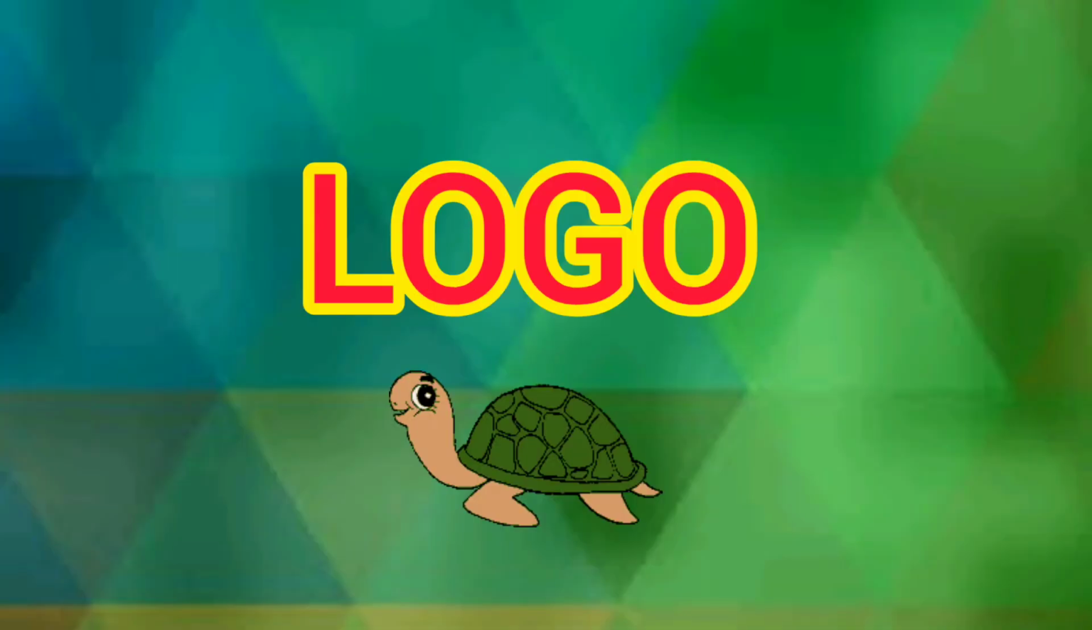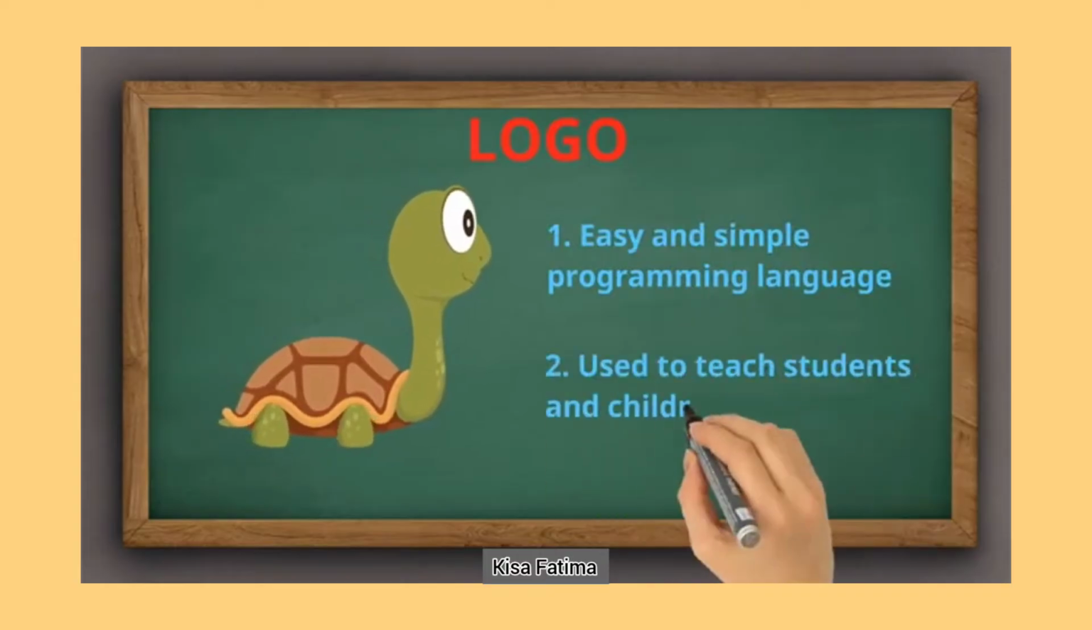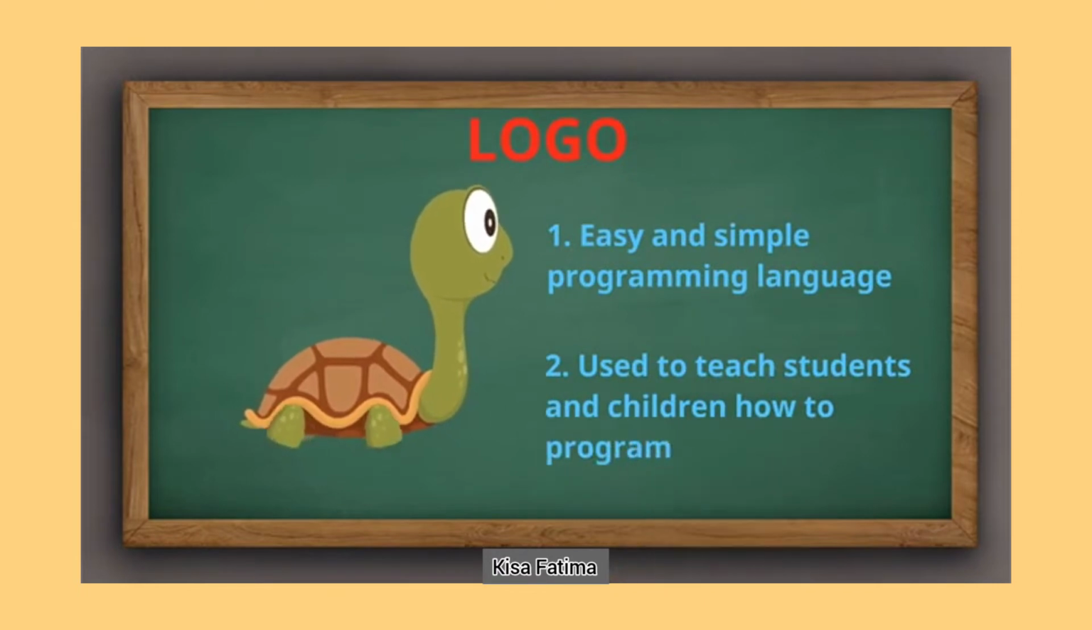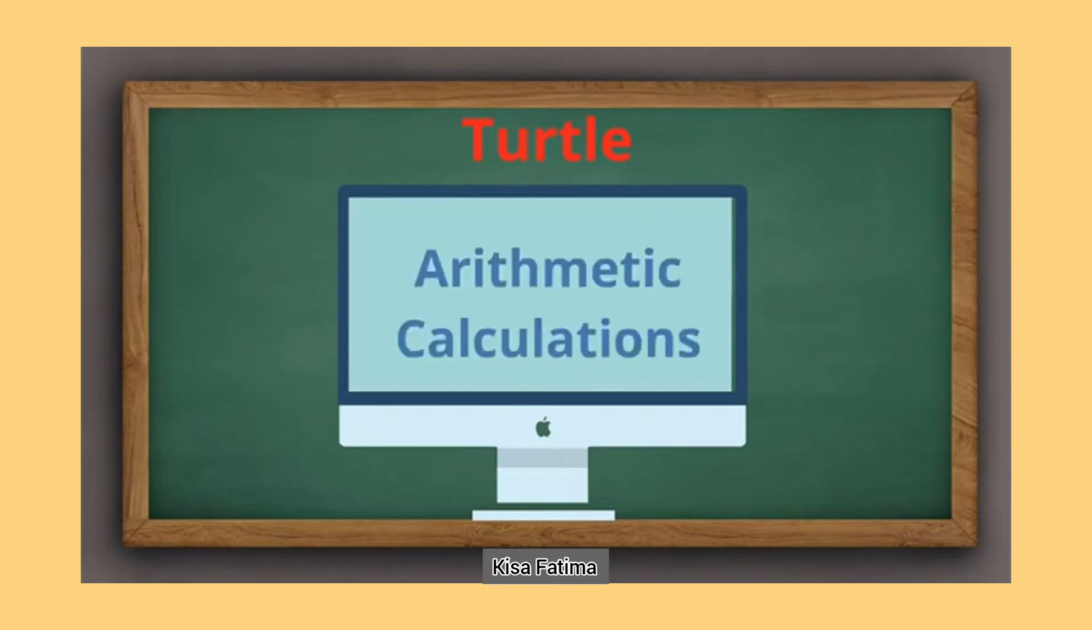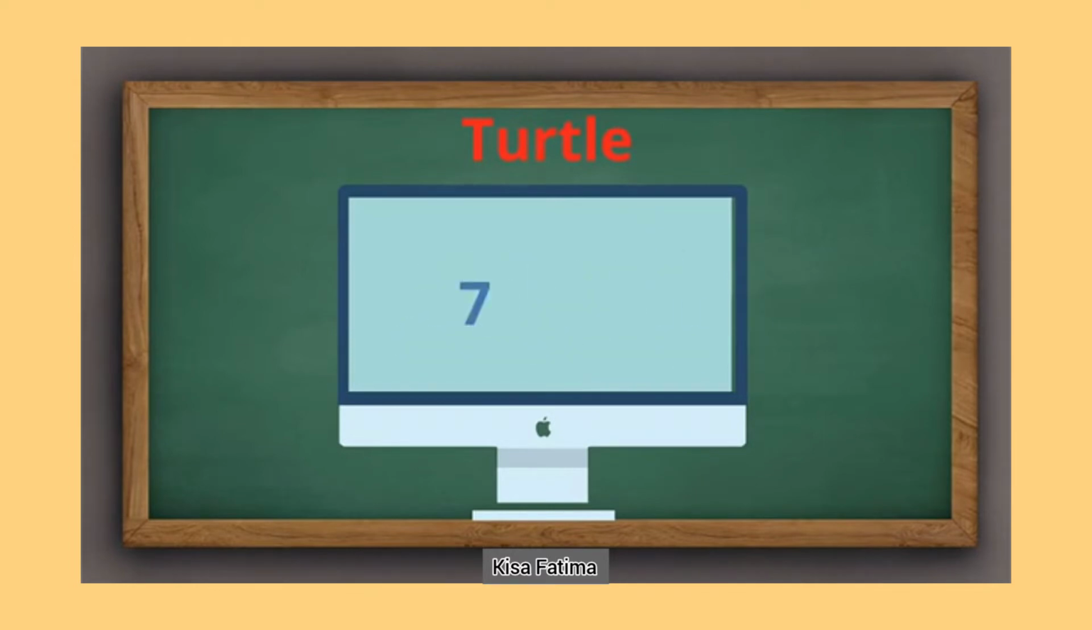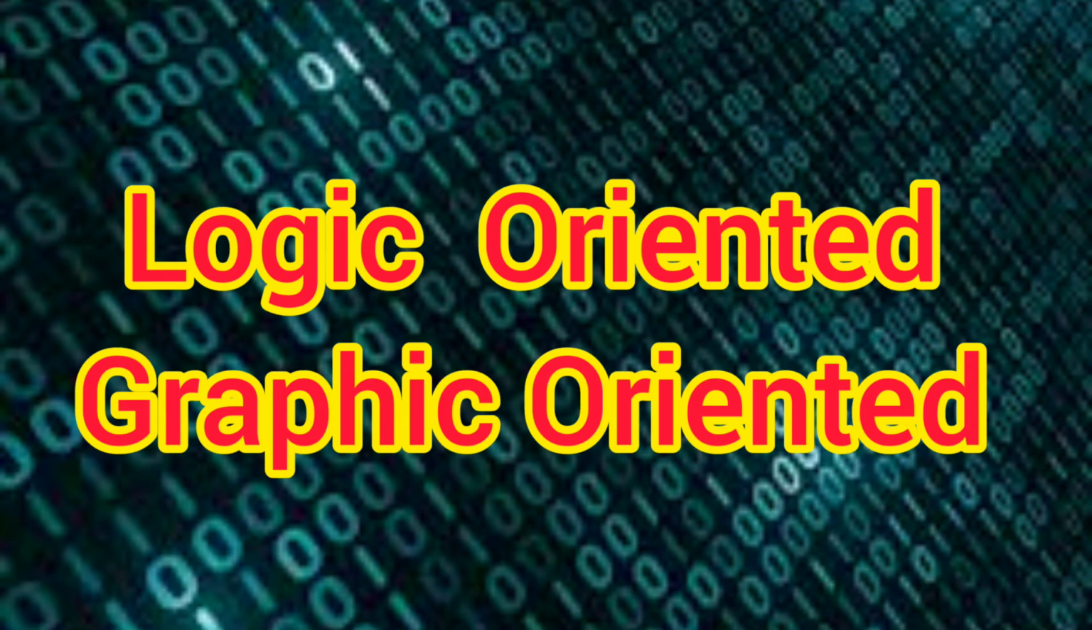So Logo is one of the programming languages. It is an easy and simple programming language. Logo is mainly used to draw shapes, pictures, to do simple calculations and to print text. The full form of Logo is logic oriented, graphic oriented.